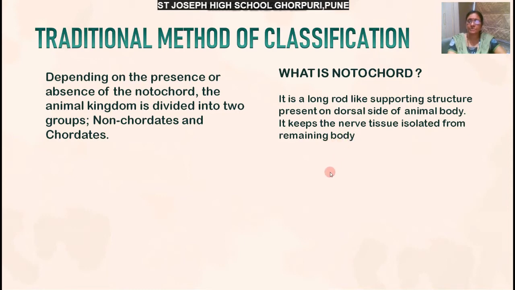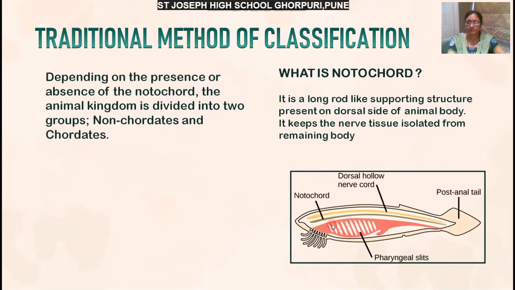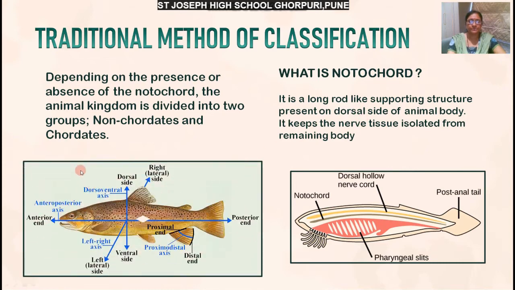Let's see the picture so that we are very clear about what is a notochord. As you can see here in the picture, this is a diagram of a fish, and this long rod-like supporting structure is called the notochord. Then we have even the pharyngeal gill slits. As you know, gills are used for respiration by the fishes. Now, in order to get acquainted with dorsal, ventral, etc., we'll see this picture.